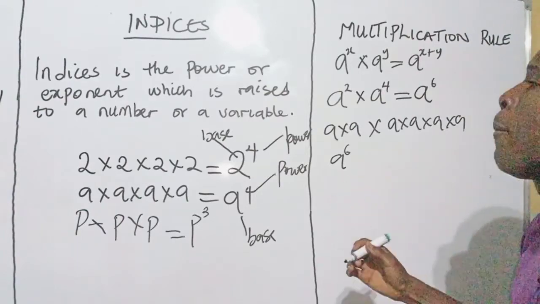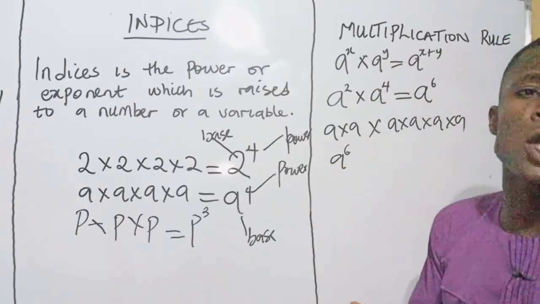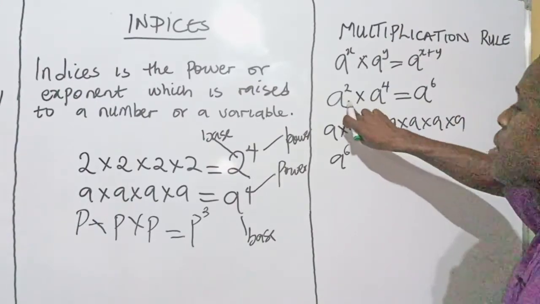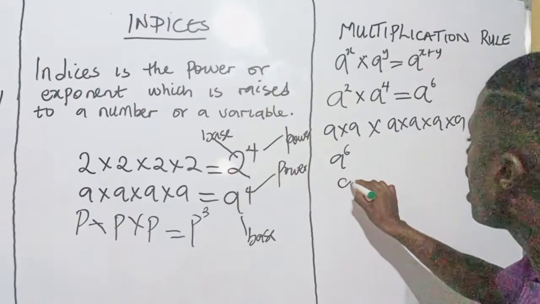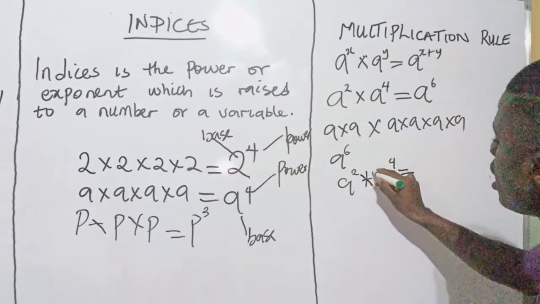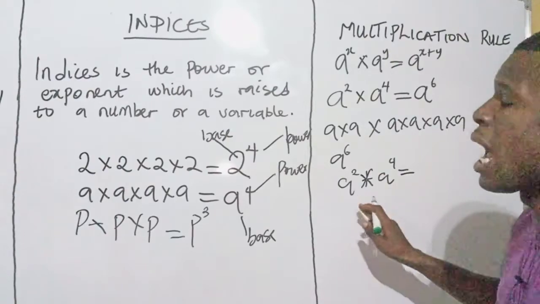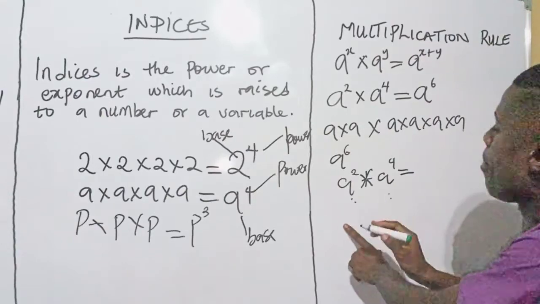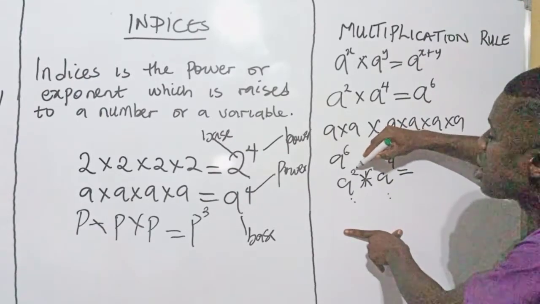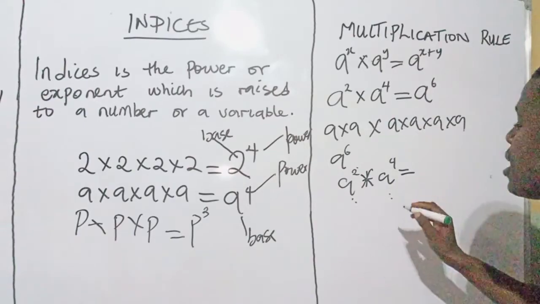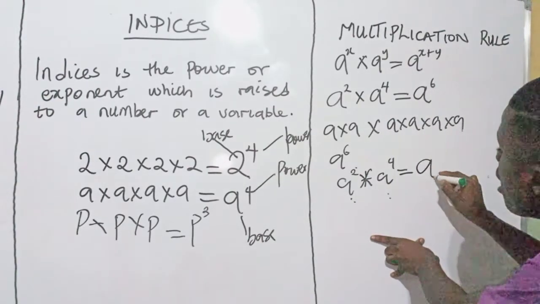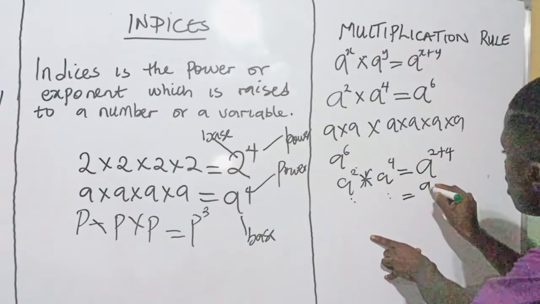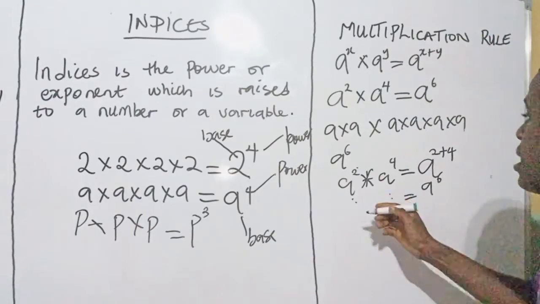But this formula will help us in a situation where we have large powers. To simplify this, since this is my a, we can just say a raised to power 2 times a raised to power 4. We can see that they have an equal base, and they have powers of 2 and 4. So to simplify this, you can see that we have a raised to power 2 plus 4, which will give us a raised to power 6, which is the same thing as this.